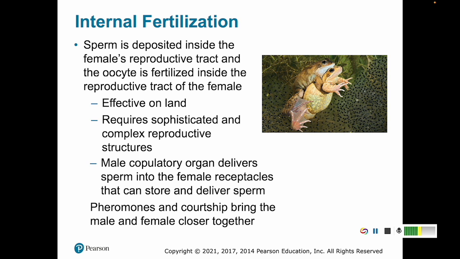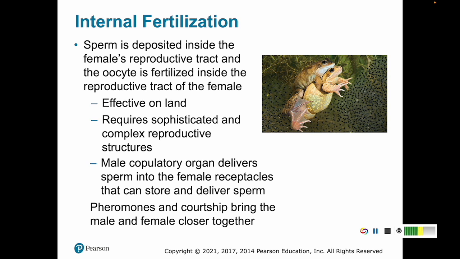Internal fertilization is what we see in a lot of land-based animals. This is when sperm is deposited inside the female's reproductive tract, and then the oocyte is fertilized inside the reproductive tract of the female. This shows a lot of natural selection in animals that live on land, because if we laid eggs on the land, they would dry out and not be effective. So this is good for animals that live in non-aquatic environments.